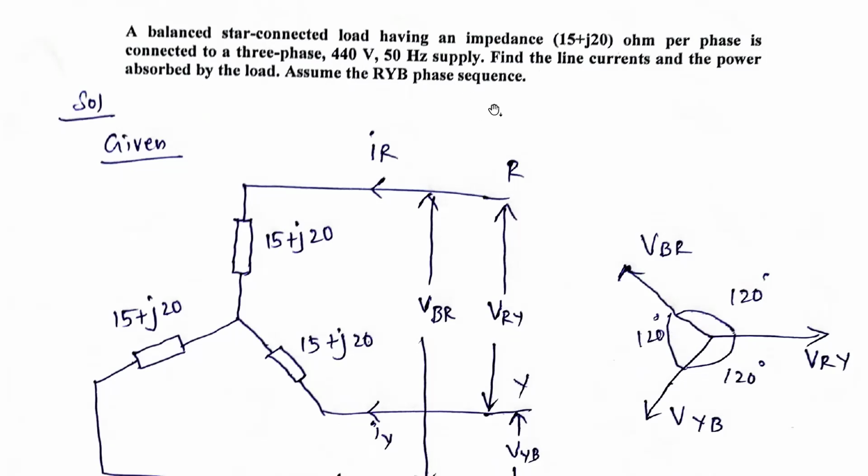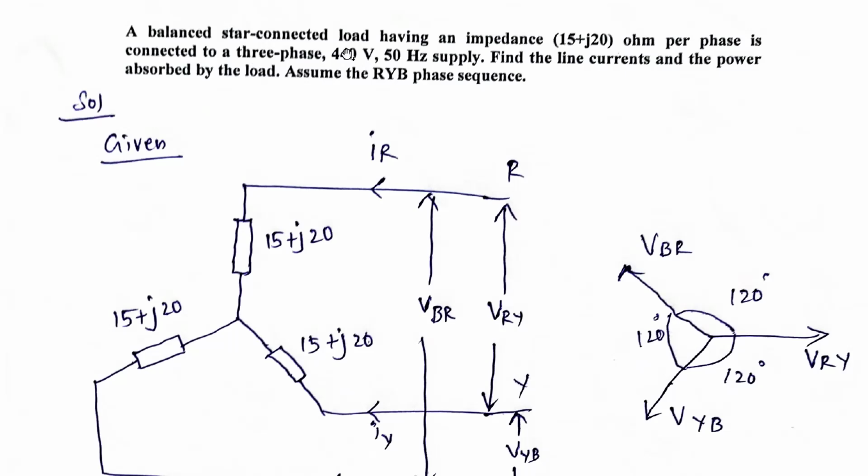So here they are asking us to find the line currents and the power absorbed by the load, and also to assume the RYB phase sequence. The phasor diagram they didn't mention, but sometimes they will mention the phasor diagram also. I have explained the phasor diagram in this problem too, and that will be useful for you if they ask for it. So here comes the solution.